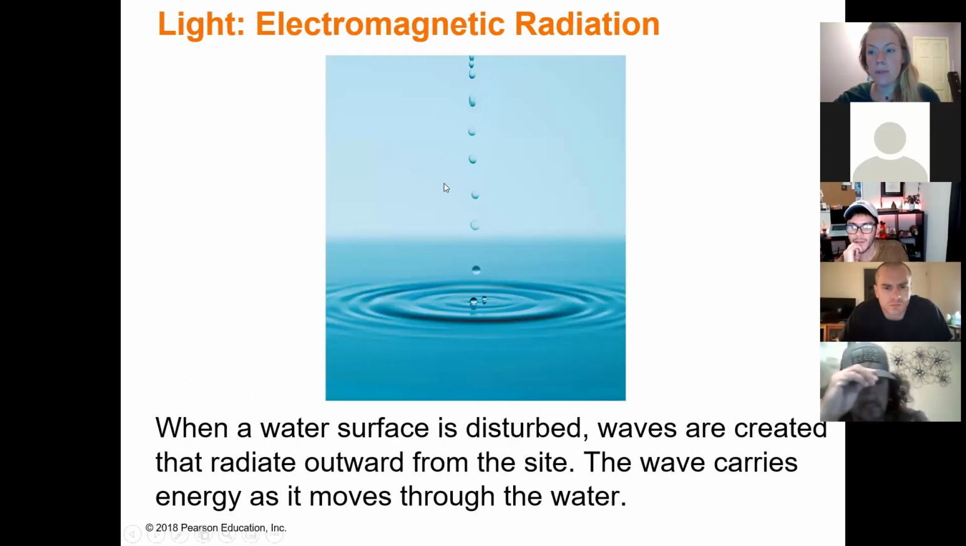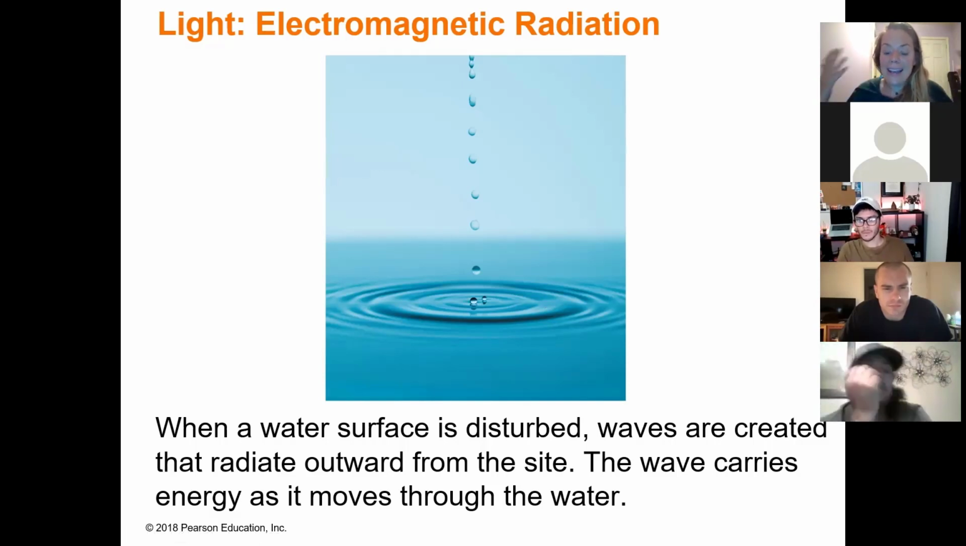So we can sort of think of electromagnetic radiation in terms of being a wave. When you have water and you disturb it, here we've got a little droplet that's fallen down. It creates this wave, and that wave brings energy with it. So if you were like a little mosquito hanging out on the surface of this water, you would feel that energy, right? Or when you're in the ocean, you feel the energy of that wave.